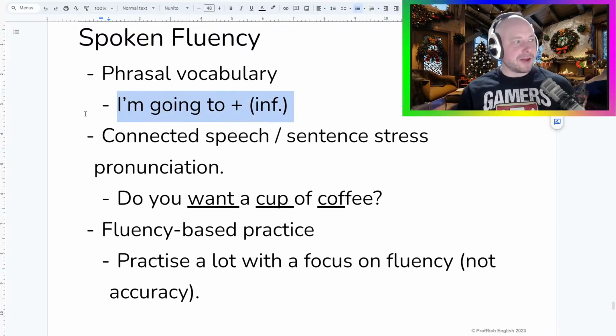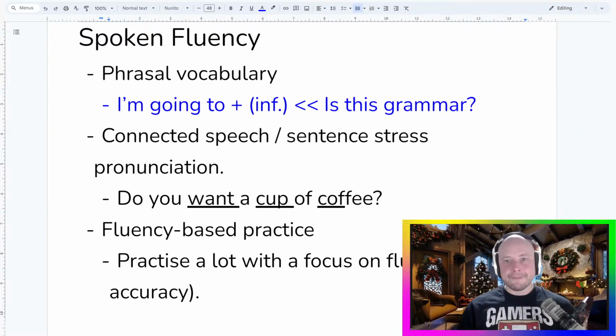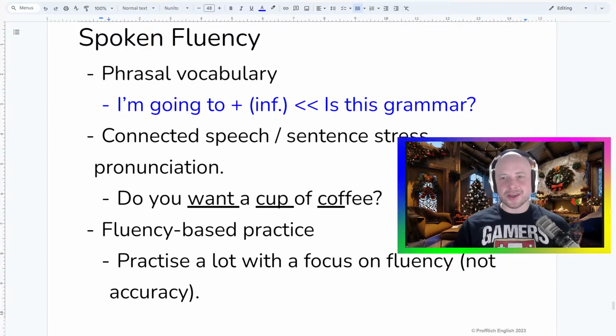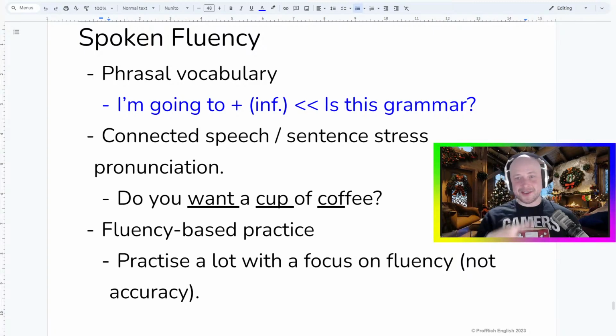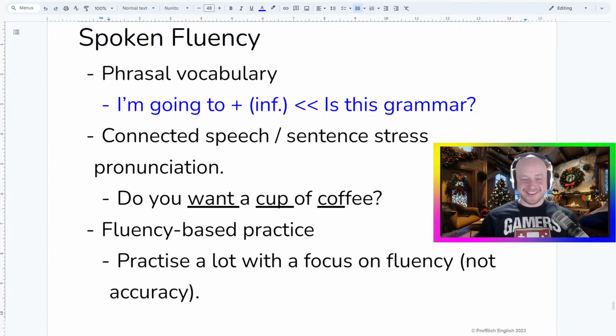You could argue, by the way, that this is grammar. You could argue that that's grammar. For me, it is grammar, but I think a lot of people consider that vocabulary instead of grammar. So I'm not gonna call it grammar, but in my head, that's grammar. That's really what grammar should be. But here.